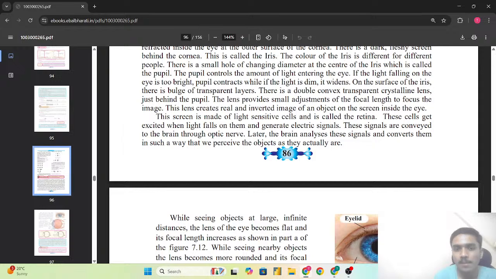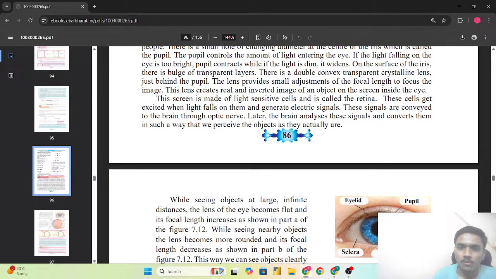That means the image formed in the eye due to the lens present in the human eye is real and inverted. This screen is made up of light sensitive cells and it is called the retina. The question is asked many times in the exam: where is the image formed in the human eye? It is formed on the screen made up of light sensitive cells, which is called the retina.